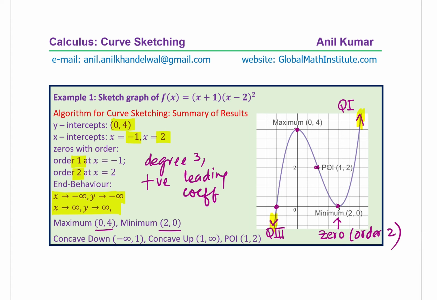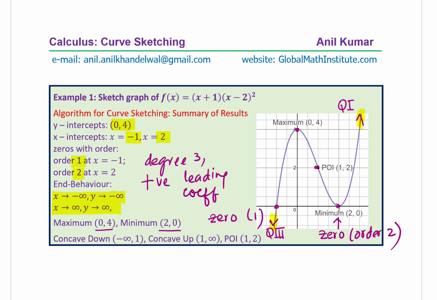Correct? And this one is 0 with order 1, linear 0. That is what we meant by zeros and their multiplicity. Perfect. So in polynomials, zeros are very important. That is to say, you have to find out the x-intercept and the number of zeros at that particular point.